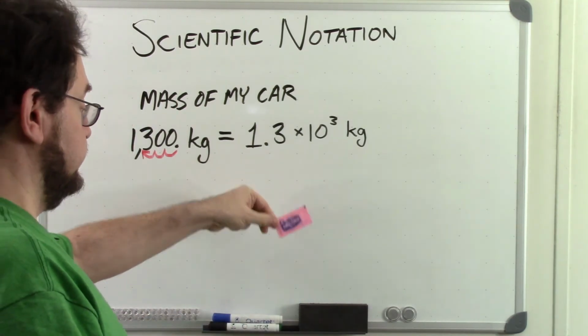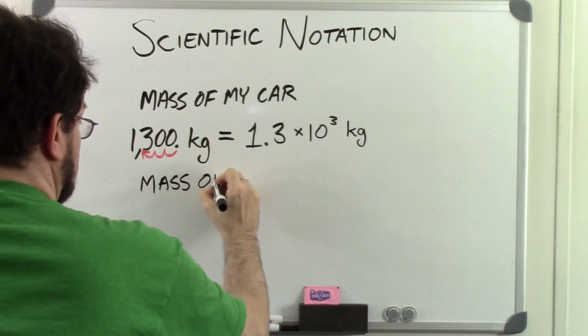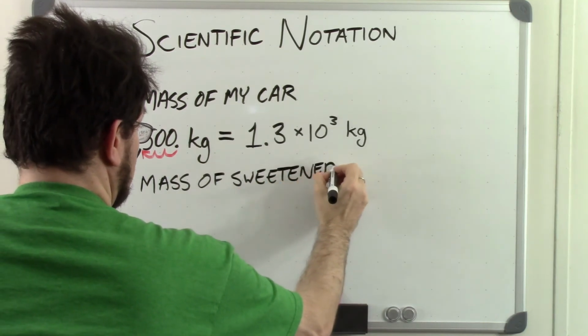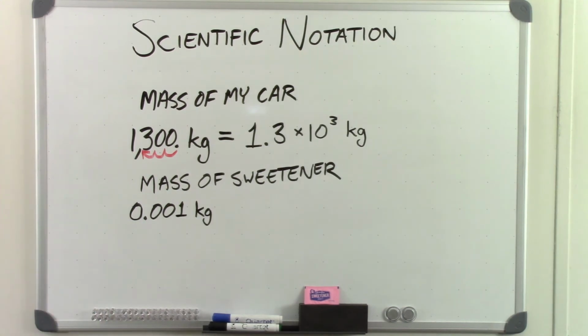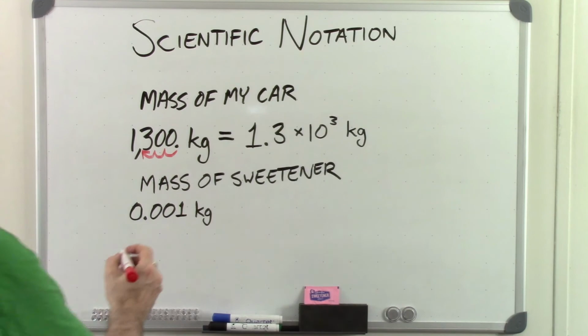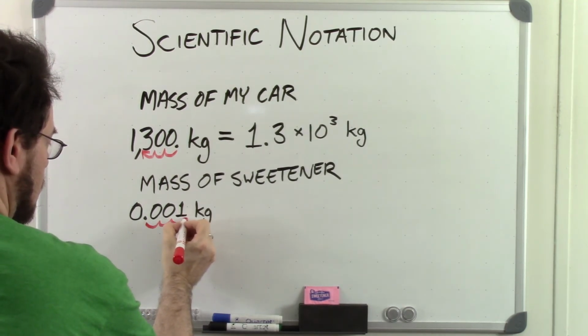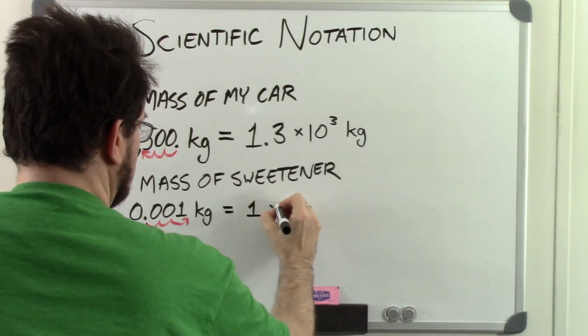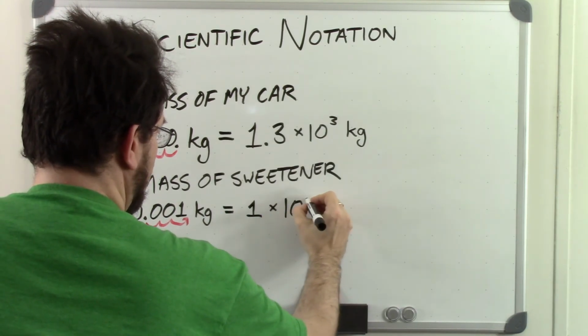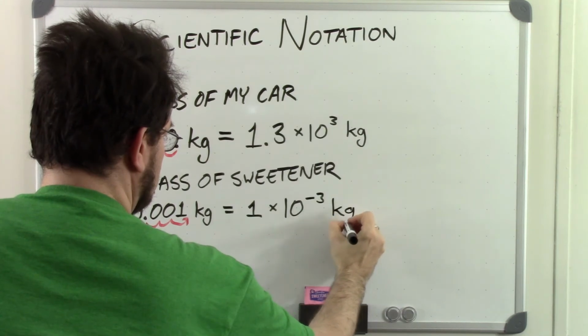I've got a packet of sweetener that has a mass of 1 gram, or 0.001 kilograms. What's that in scientific notation? Well, we need to move the decimal point 3 places to the right. Moving it to the left gave us a positive exponent, so moving it to the right gives us a negative exponent, in this case, negative 3. So the result is 1 times 10 to the negative 3 kilograms.